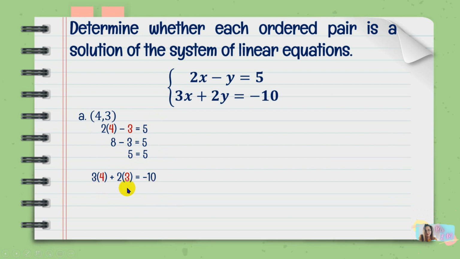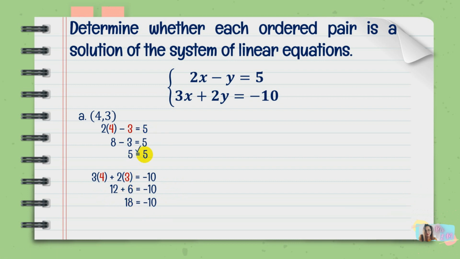We have here 3 times 4 plus 2 times 3 is equal to negative 10. So saan nanggaling ito? Dito po sa ating second equation. Yung 4 po is yung ating x coordinate and then yung 3 po yung ating y coordinate. So we have here 3 times 4 is 12 and 2 times 3 is 6. So we're going to add those two. 12 plus 6 is 18 and 18 is not equal to negative 10.